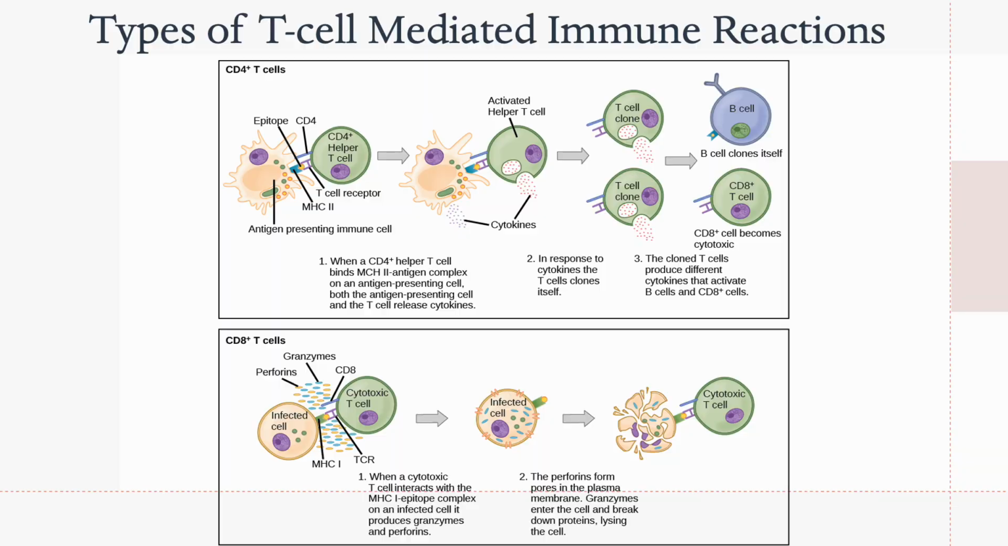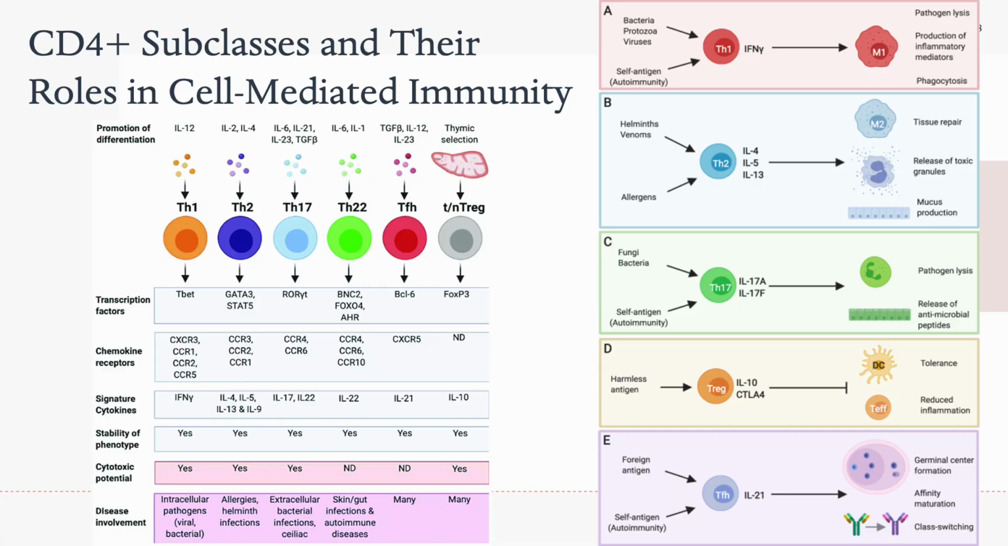In Chapter 6, we cover 4 subclasses of CD4 plus T cells and their roles in cell-mediated immunity. There are more than 4 subclasses, but these main subclasses are Th1, Th2, Th17, and TFH.